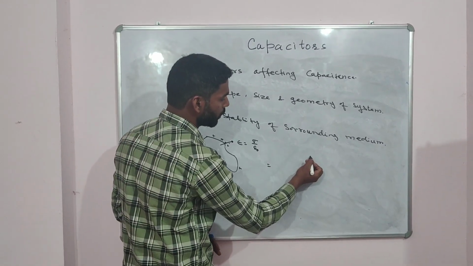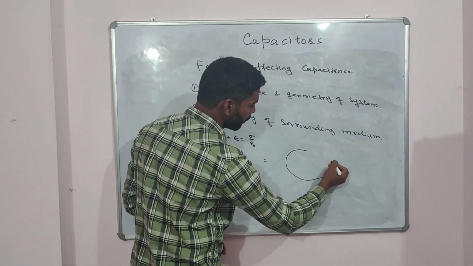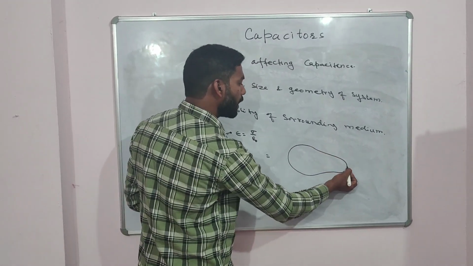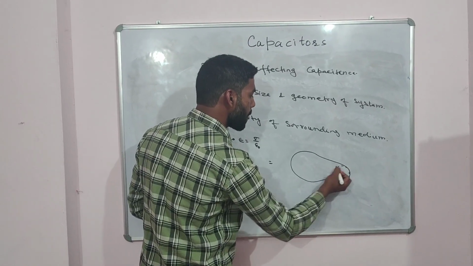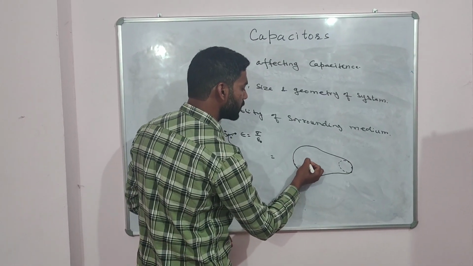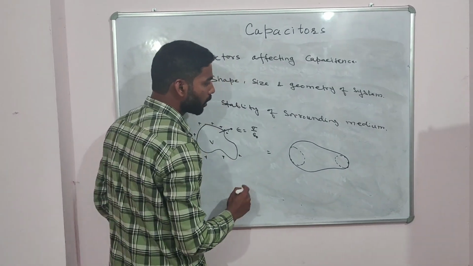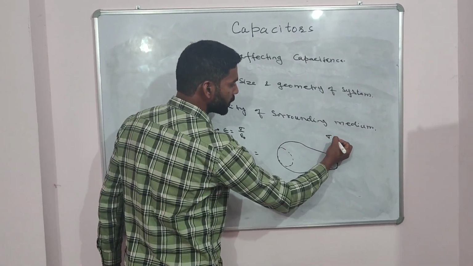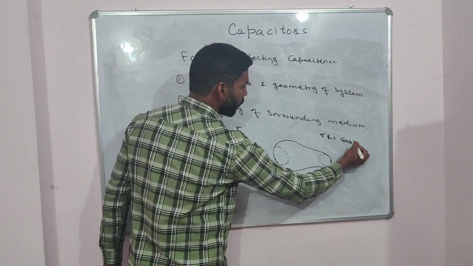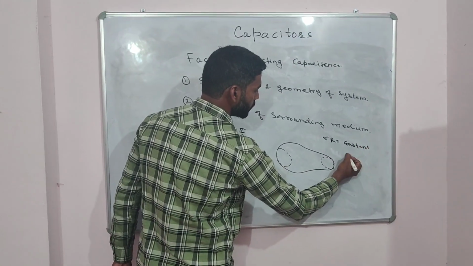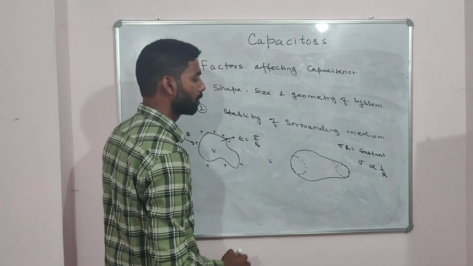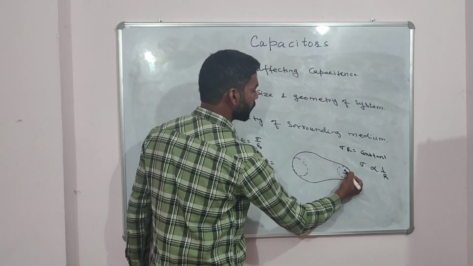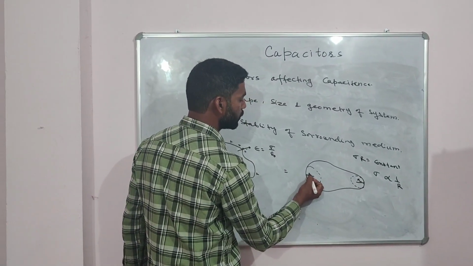For example, if we have a capacitor like this, at this point, the local charge density, we know that the conductor is an equipotential surface. So for an equipotential surface, sigma r is constant, or the local charge density is inversely proportional to the radius of curvature. This radius of curvature is smaller and this one is bigger.